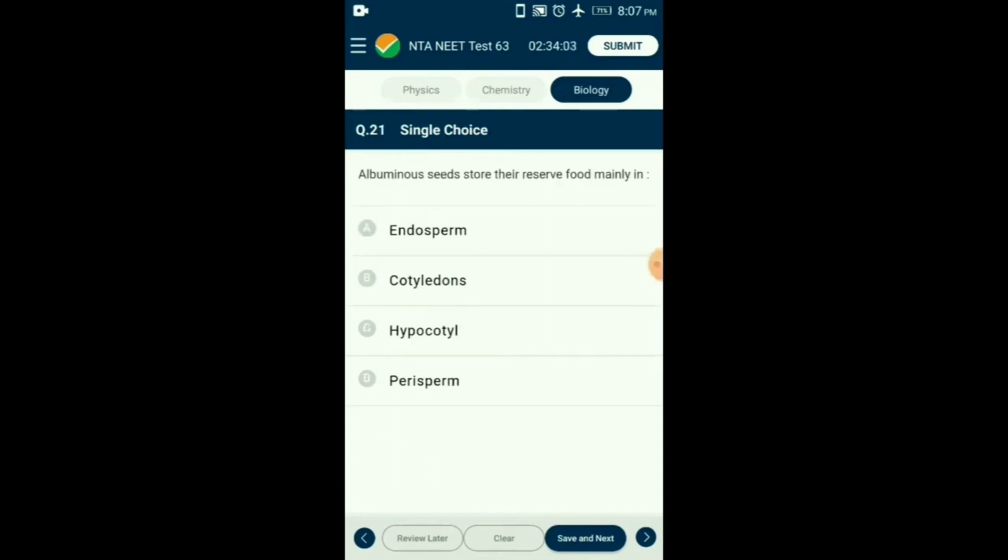Question number 21. Albuminous seeds store their reserve food mainly in. Albuminous seeds retain a part of the endosperm as it is not completely used up during embryonic development. Such seeds are also known as endospermic seeds. Food is stored in the endosperm, which provides nutrition to the embryo during germination. Examples: wheat, maize, barley, and castor. So the answer is option A, endosperm.